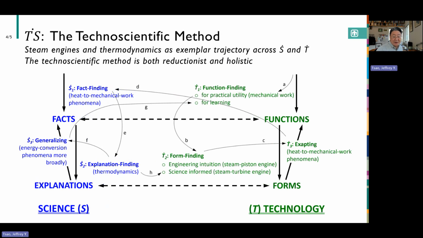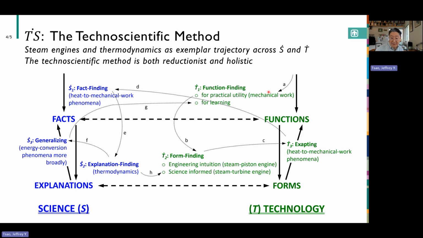Okay, in the last slide, we considered the idealized case in which the scientific and engineering methods don't interact. Let's now consider the real case in which they do interact. This is now what I call the techno-scientific method, TS dot. Let's again walk through the mechanisms, but this time for concreteness using steam engines and thermodynamics as an exemplar trajectory across S dot and T dot.